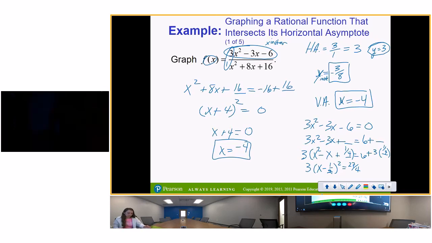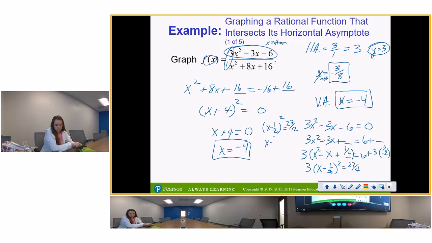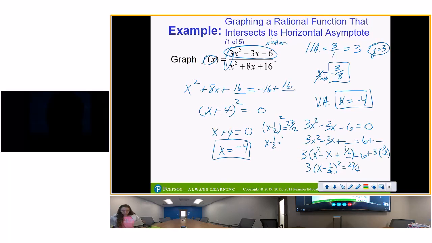Divide by 3, which means multiply, so that's going to be 27 twelfths. So x minus 1 half quantity squared is equal to 27 twelfths. It's doing that cool trick. At least I know why it's doing it now, because my left arm was in the way. I lost my train of thought. X minus 1 half is equal to the square root of 27 over the square root of 12.